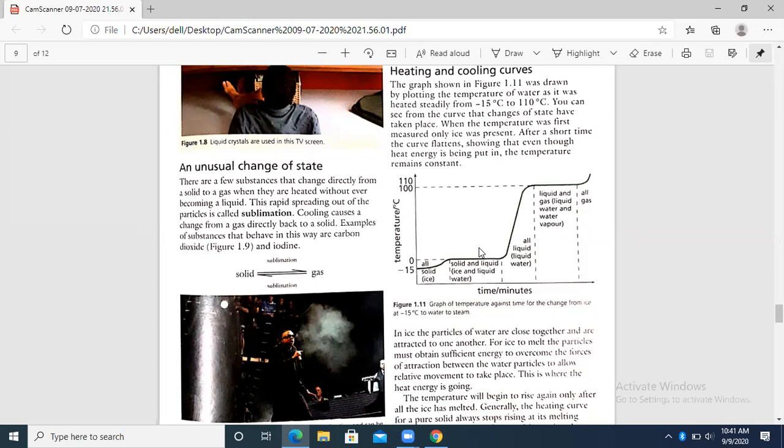Sublimation means a solid directly changes into gas, and gas directly changes into solid. So that's the last one. After that, we can do the workbook next class.